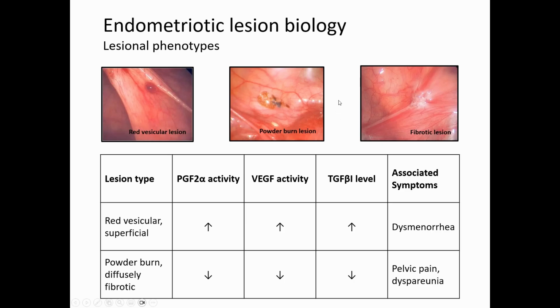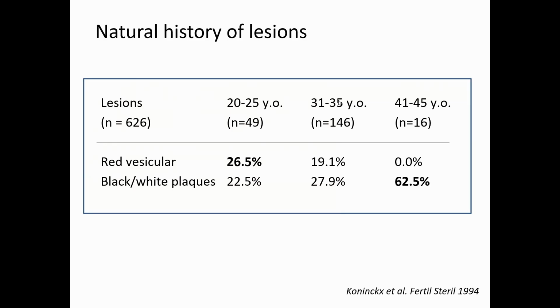Finally, the body does have the ability to self-heal from these endometriotic implants, and that's more typically visualized as a white fibrotic lesion, which oftentimes can just be seen as scarring of the pelvic peritoneum. That's still associated with symptoms, particularly dyspareunia, but there's not much in the way of hormonal activity associated with that particular lesional phenotype. This is some of the evidence that these lesions actually transition through these different series of phenotypes.